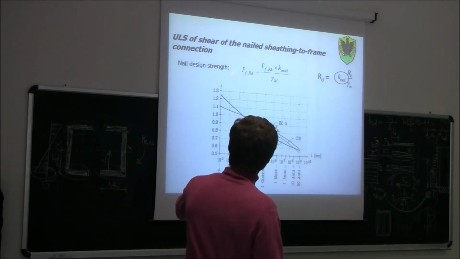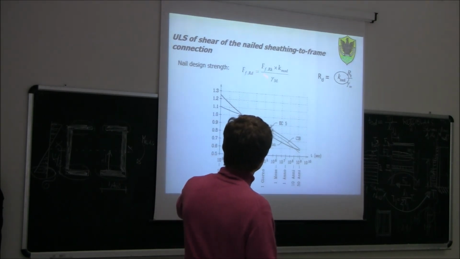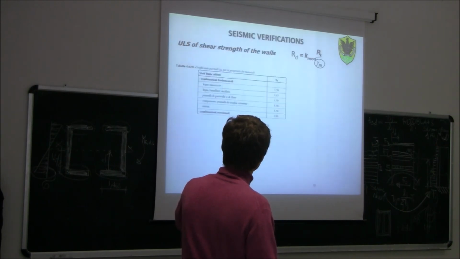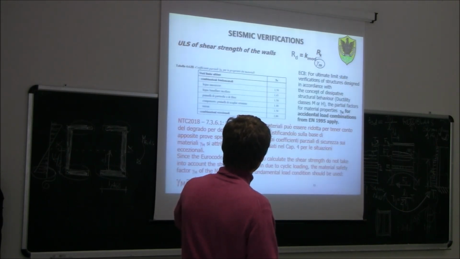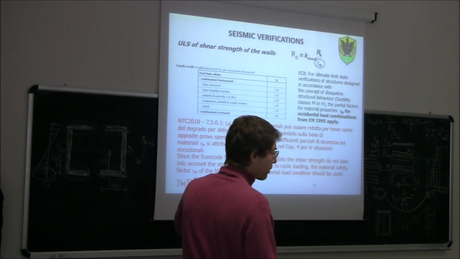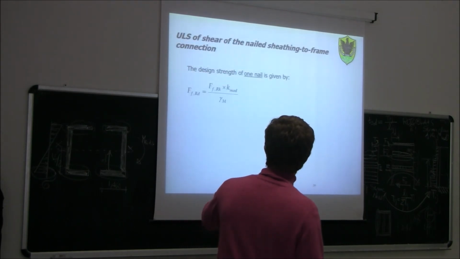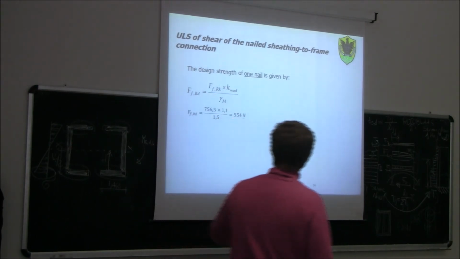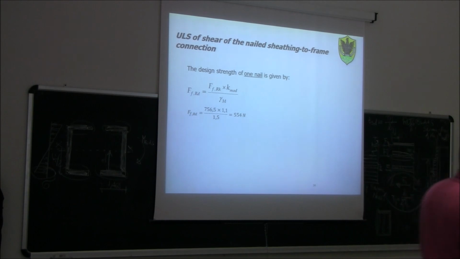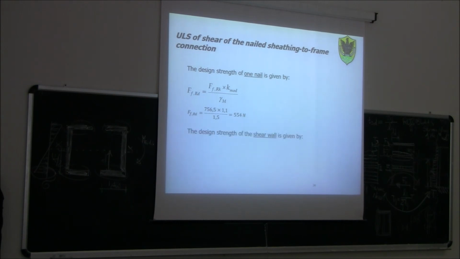We can then calculate the design value of the strength of the nail by taking the k_mod, so 1.10, and by taking a gamma_M of 1.5, because we're talking about connections. So for one nail we get this value here: characteristic value times k_mod divided by gamma_M, 554 Newton. So one nail resists 554 Newton, so 0.5 kilonewton of shear strength.